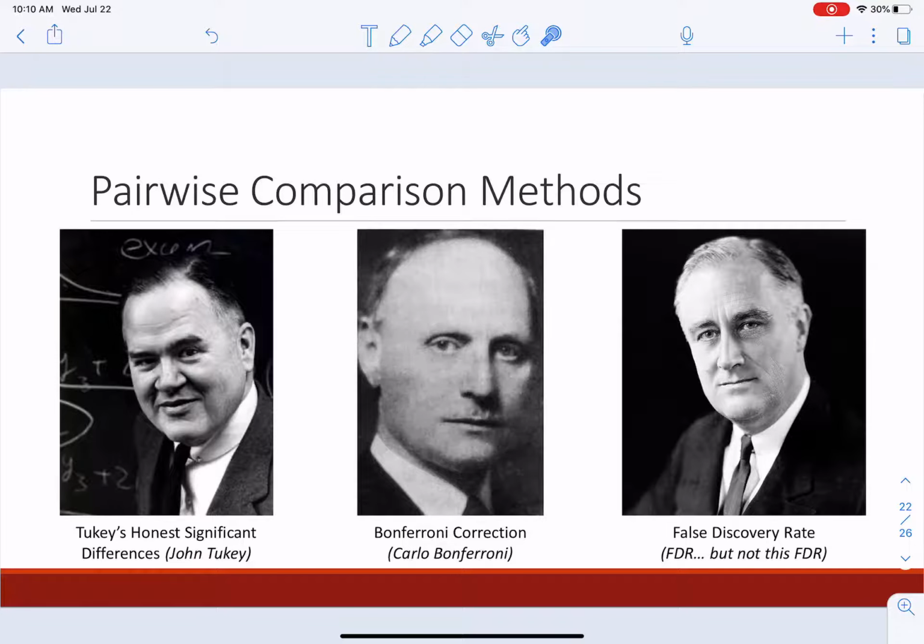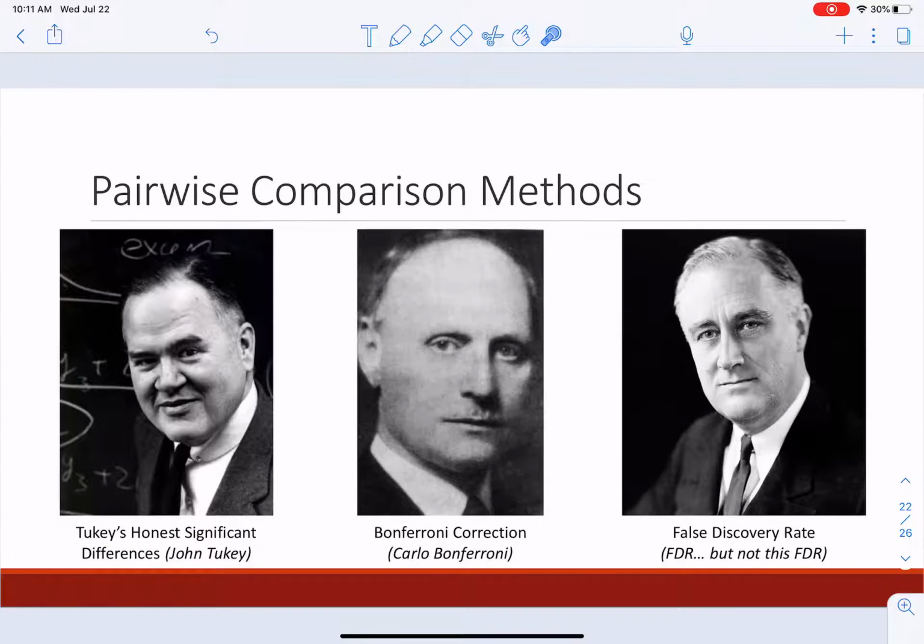But you also hear about Bonferroni corrections. This dude is a lot older. He is an Italian, or was an Italian economist. Pretty cool. And he made up his own way of doing these t-tests, essentially, after doing an ANOVA. And we have false discovery rate, frequently just called FDR. It's not actual Franklin Delano. It's something else.